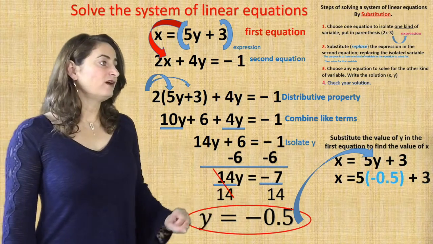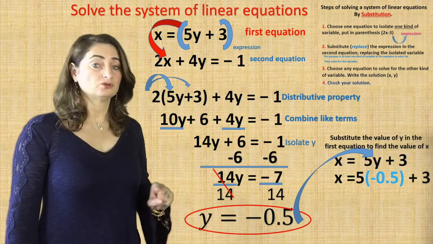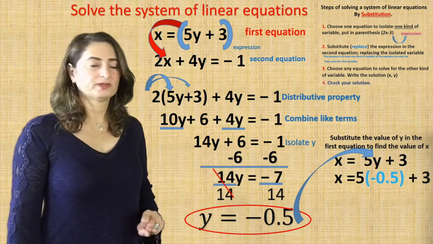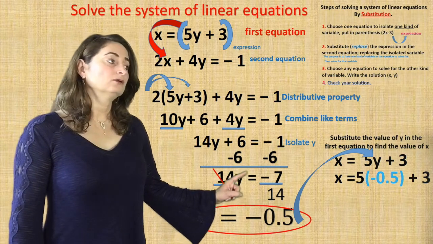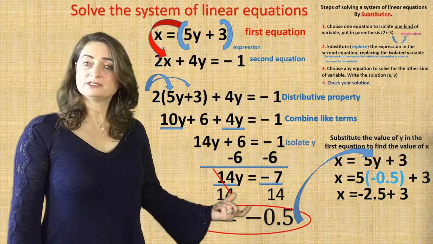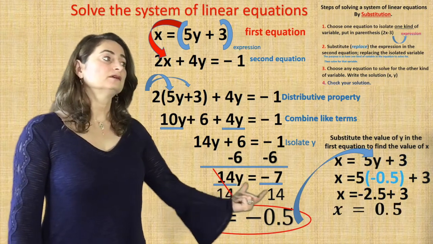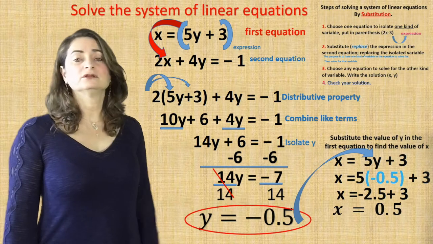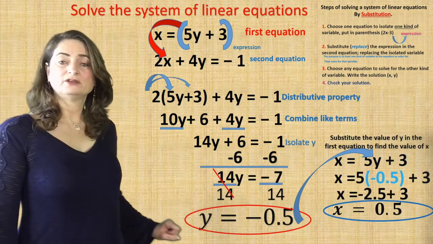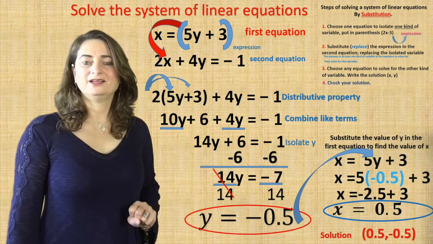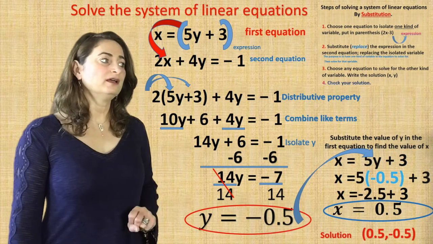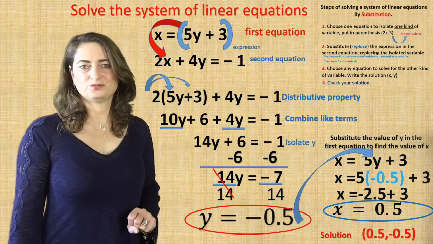So x equal 5, and make sure you put it in parentheses because you are multiplying 5 times -0.5, plus 3. Now 5 times -0.5 is -2.5 plus 3. Simplify that, x equal 0.5. So we found the value of x, we found the value of y, now write them as an ordered pair. So your solution is x is 0.5 and y is -0.5.